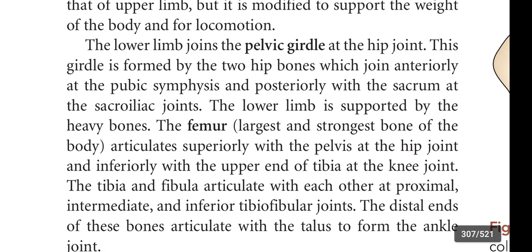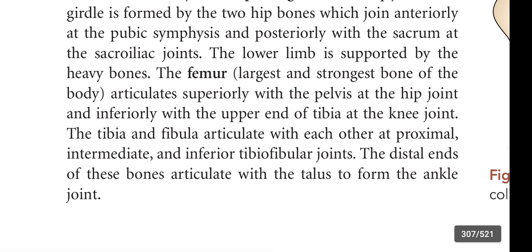The lower limb is supported by the heavy bones. The femur, the largest and strongest bone of the body, articulates superiorly with the pelvis at the hip bone and inferiorly with the upper end of the tibia at the knee joint. The tibia and fibula articulate with each other at the proximal, intermediate, and inferior tibiofibular joints. The distal ends of these bones articulate with the talus to form the ankle joint. I think it is clear.